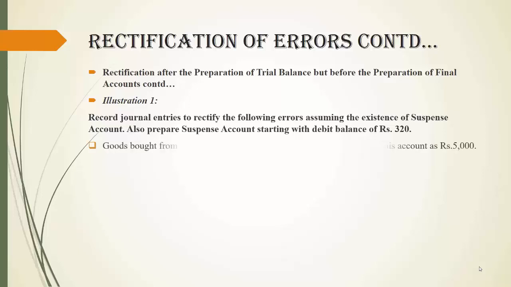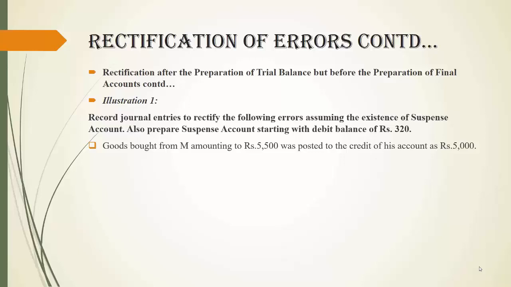So our first error is goods bought from M amounting to rupees 5500 was posted to the credit of his account as rupees 5000. So when we purchase any goods, then the journal entry will be purchase account debit to M's account in case of a credit purchase, as M's account should be credited with rupees 5500, but M's account was credited with the wrong amount of rupees 5000, which means that M's account is under credit by rupees 500, 5500 minus 5000, which comes 500.